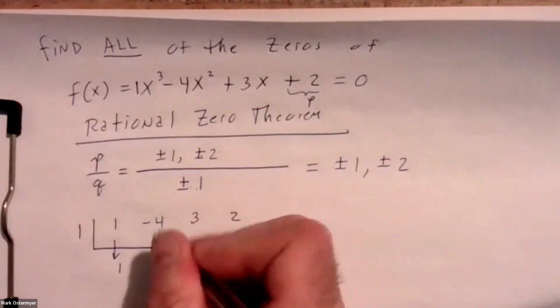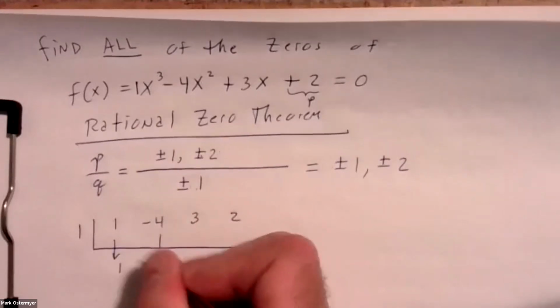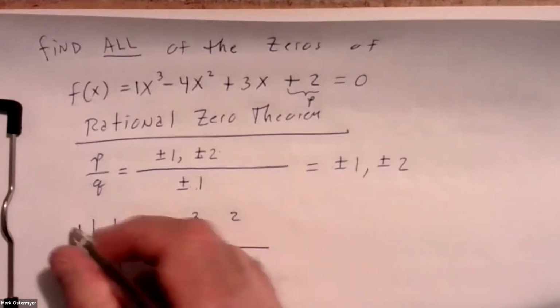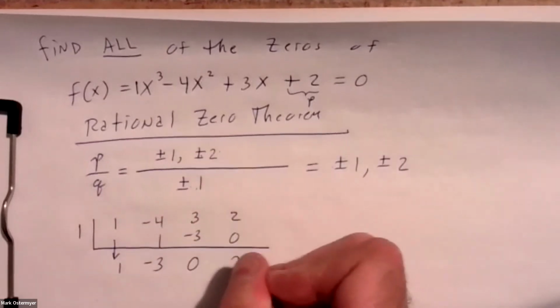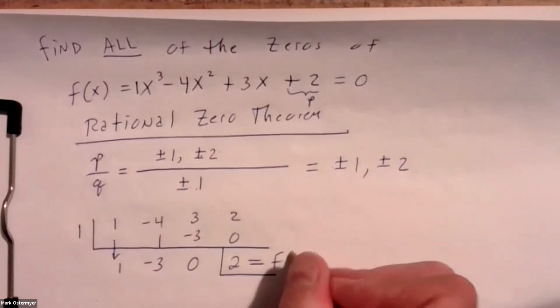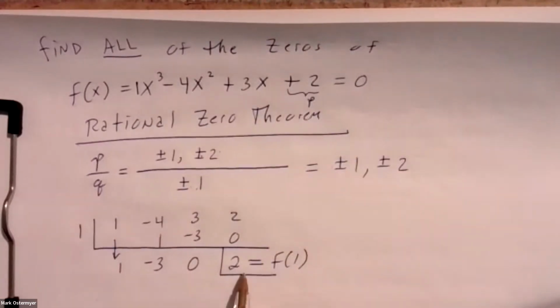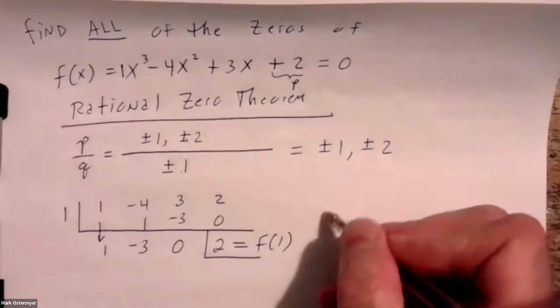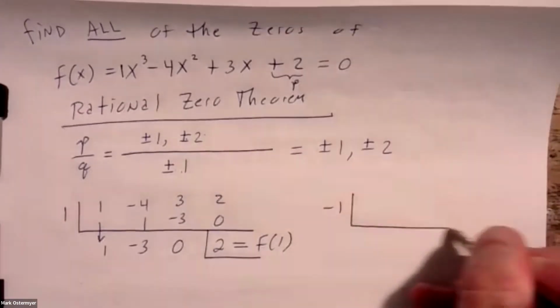1 times 1 is 1. -4 plus 1 is -3. 1 times -3 is -3. 3 plus -3 is 0. 1 times 0 is 0. 2 plus 0 is 2. No good, because we did not get a 0 remainder. So 1 is not a 0 of this polynomial function. So which one do you want to try next? You say maybe -1? Try -1.